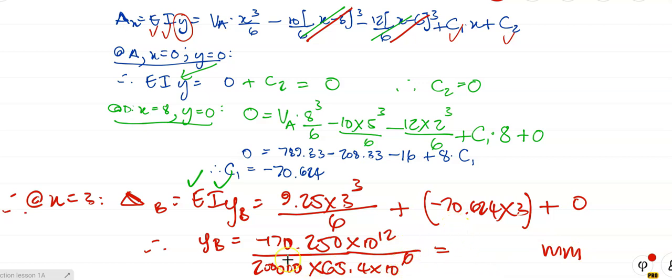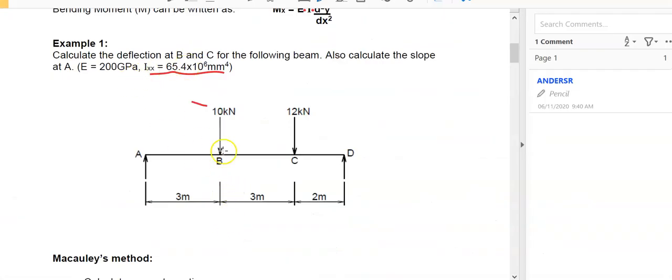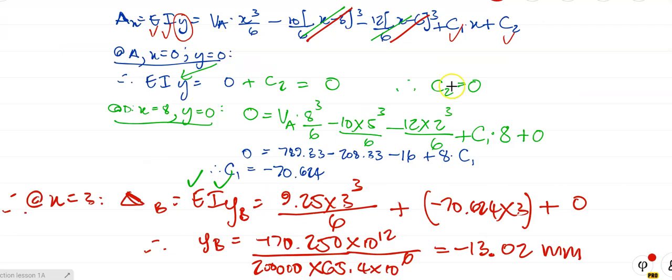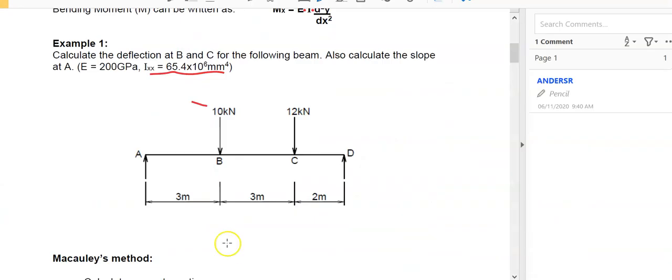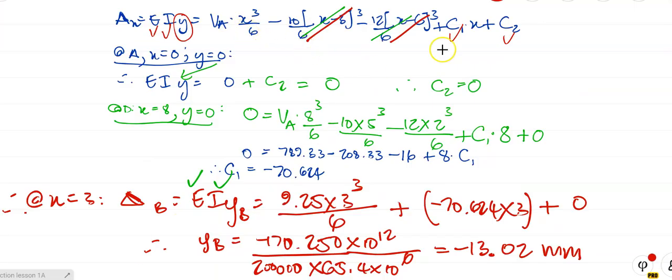So work this all out. And from there, we're going to get a minus answer. I get minus 13.02. So what is that? That's the deflection at B. So we've answered the first question. The next one says calculate the deflection at C. What do we do? We go back to our deflection equation and we take the same equation and we make x equal to 6 meters. We put x equal to 6 into the deflection equation, make y the subject of that formula because we know E, we know I, and we find the value there.